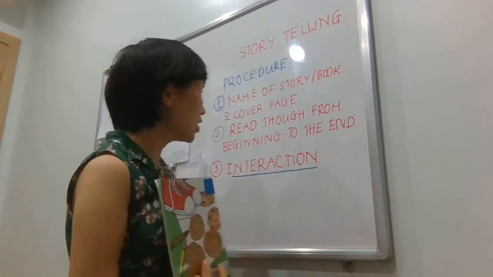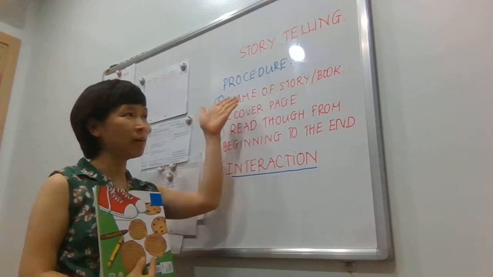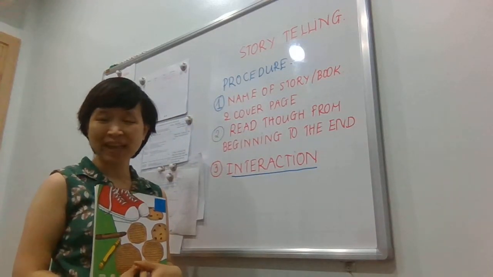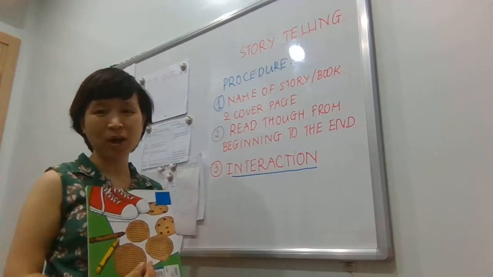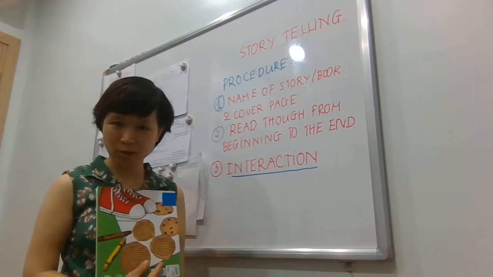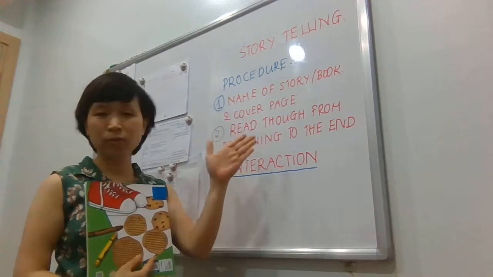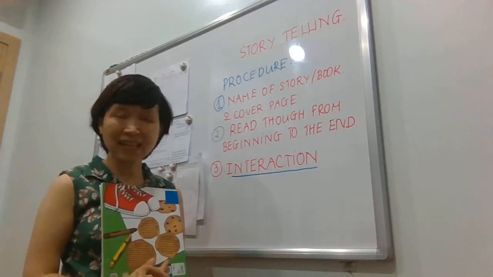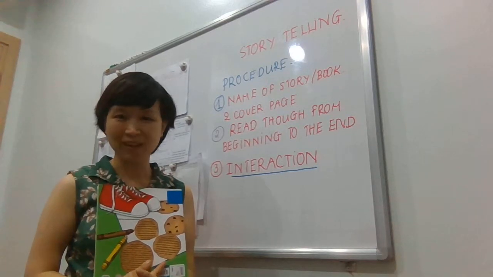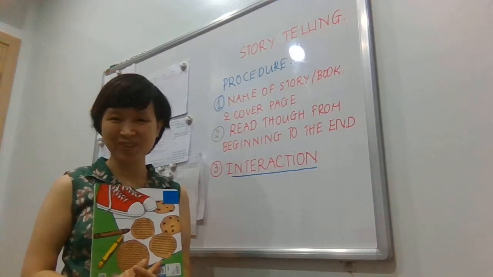The first stage is that you introduce the name of the story or the book and then talk about the cover page. And then the second stage, you read through the book from the beginning to the end without stopping. Why do we need to do this?